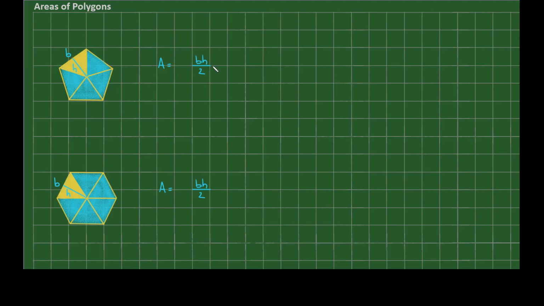In case of a pentagon, there are 5 triangles, and in case of a hexagon, there are 6 triangles. So I'm going to multiply by those numbers respectively. The number of triangles also corresponds to the number of sides in our polygon. And so we could create a general formula for any regular polygon. And it would be number of sides multiplied by base multiplied by the height divided by 2.